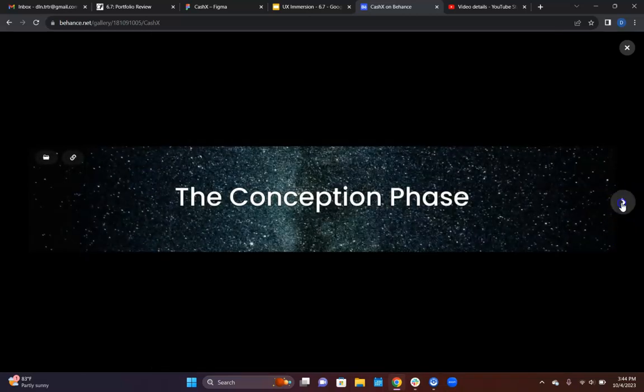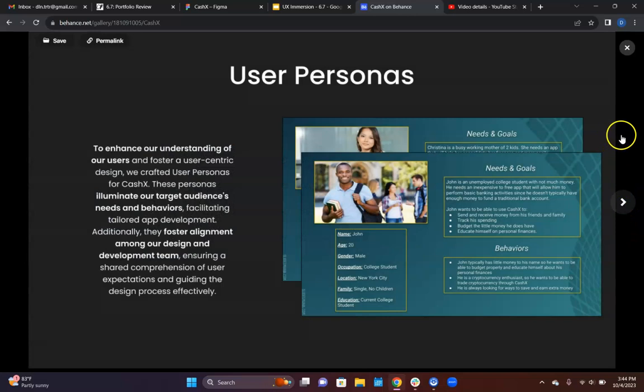Then we moved on to the conception phase. We developed some user personas to enhance the understanding of our users and give them a personality and a face and a name. These personas helped illuminate a lot of our target audience's needs and behaviors and help facilitate a personalized app for those users. We also were able to foster alignment amongst the design and development team.